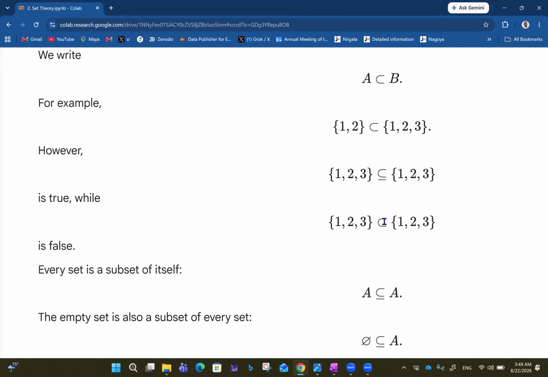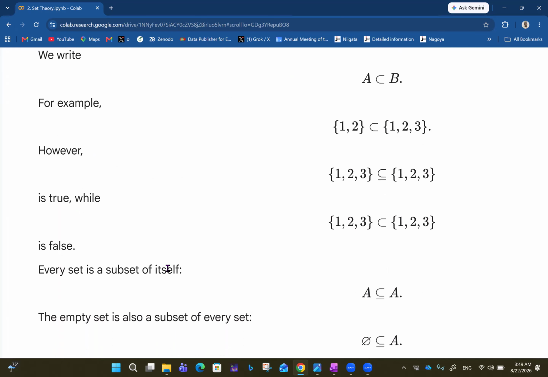While 1, 2, 3 is a proper subset of 1, 2, 3 is false, because every element here is also here, and every element here is here too. So this is true and this is false. 1, 2, 3 is a subset of 1, 2, 3, but 1, 2, 3 is not a proper subset of 1, 2, 3. Though 1, 2 is a subset of 1, 2, 3, like that.